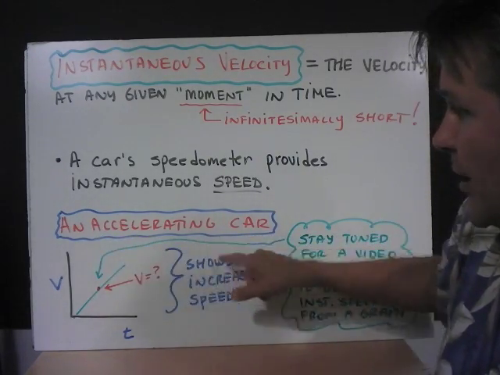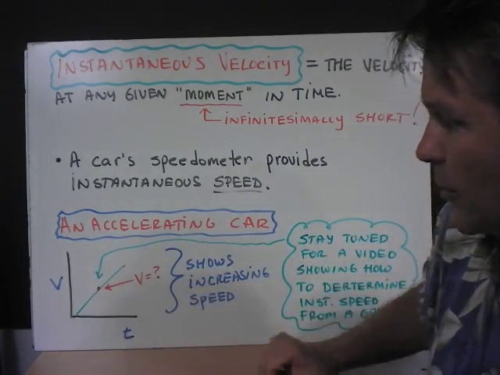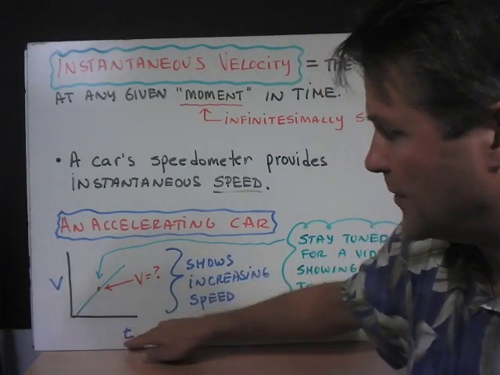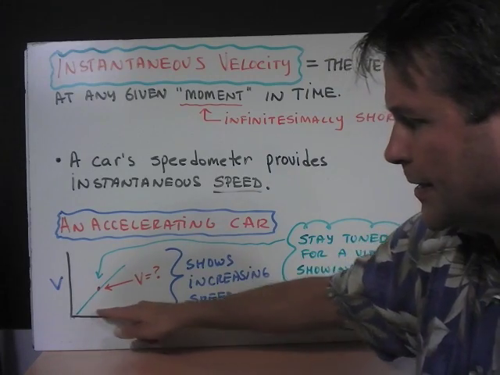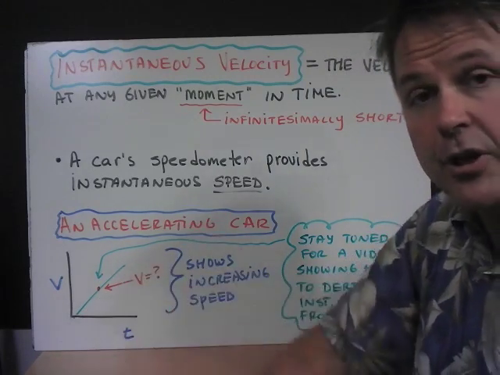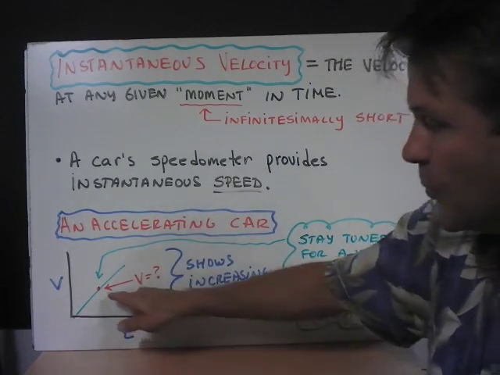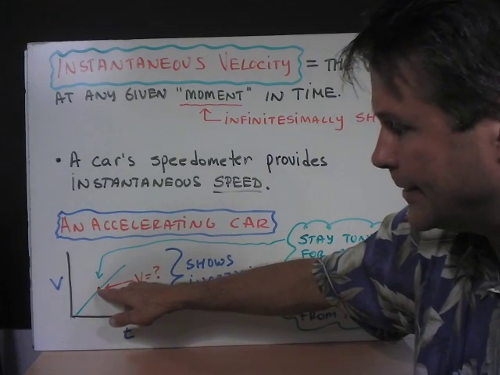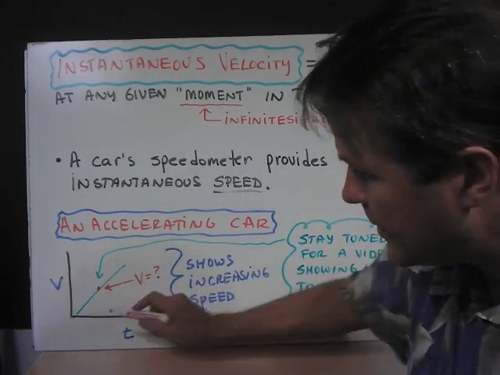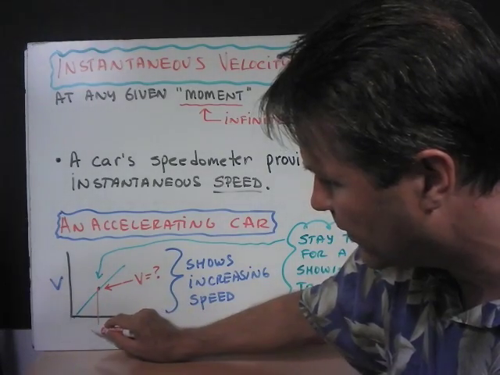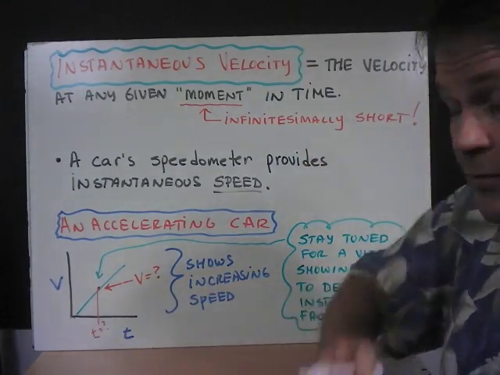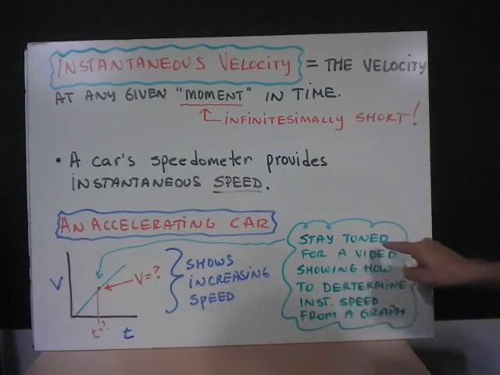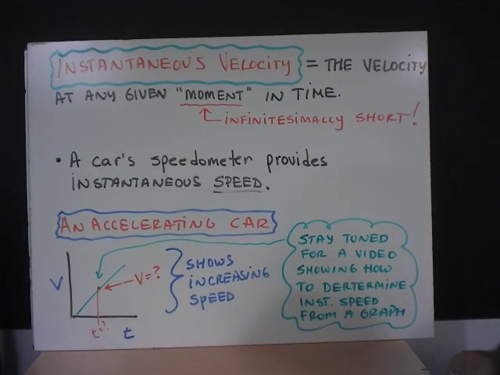So an accelerating car, here's a graph of the velocity versus time of a car, and you see that with respect to time, the velocity is increasing, so the car is speeding up. And if we want to know the instantaneous velocity right in this moment of time right here, well, we're going to have to learn a little more, so stay tuned for a video showing how to determine instantaneous speed from a graph.